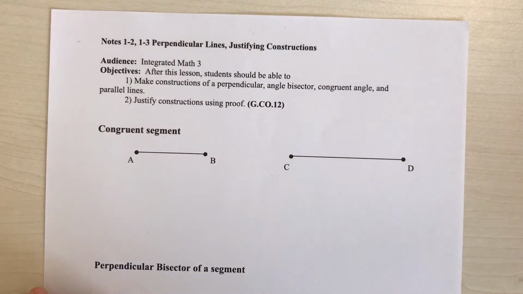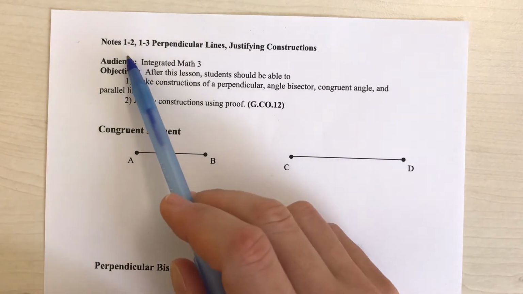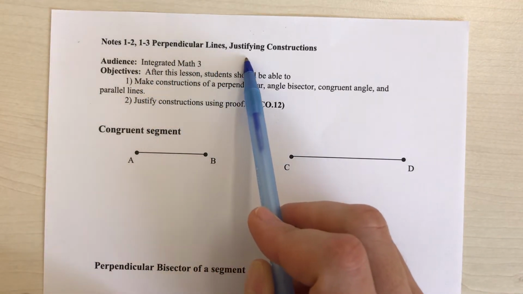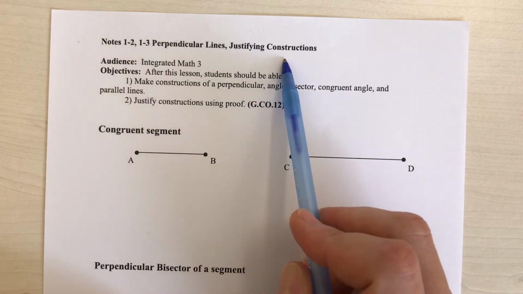Okay, Integrated Math 3 fans, our topic for today, this is section 1-2 and 1-3, perpendicular lines justifying constructions.